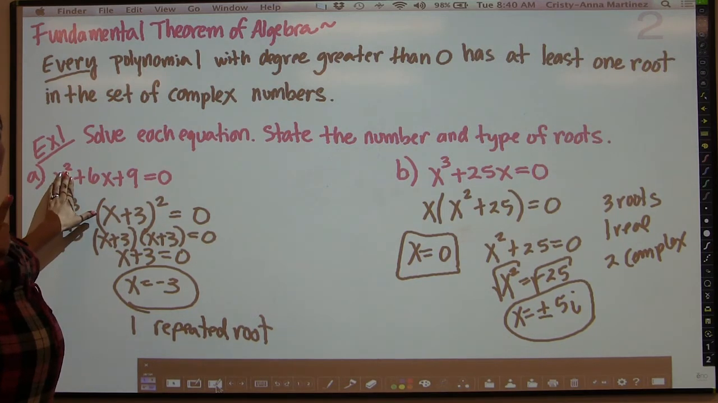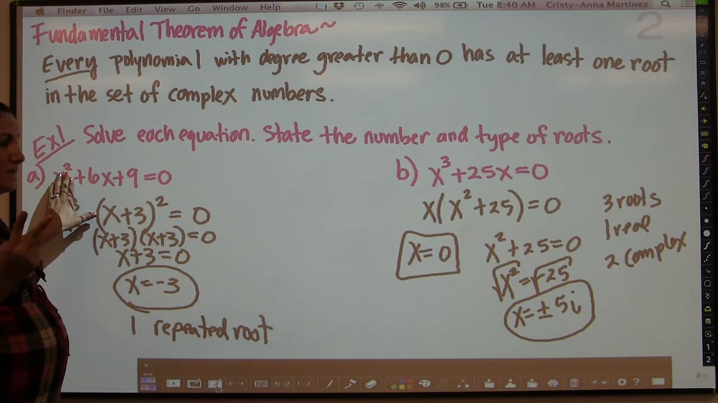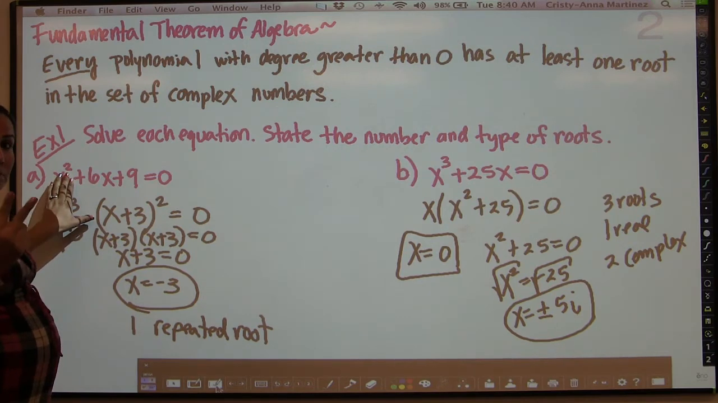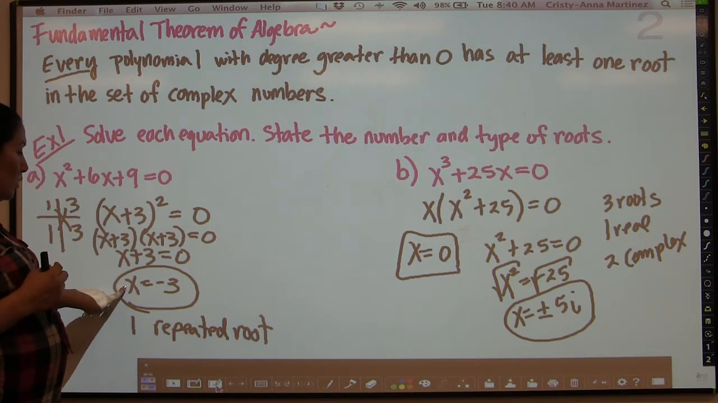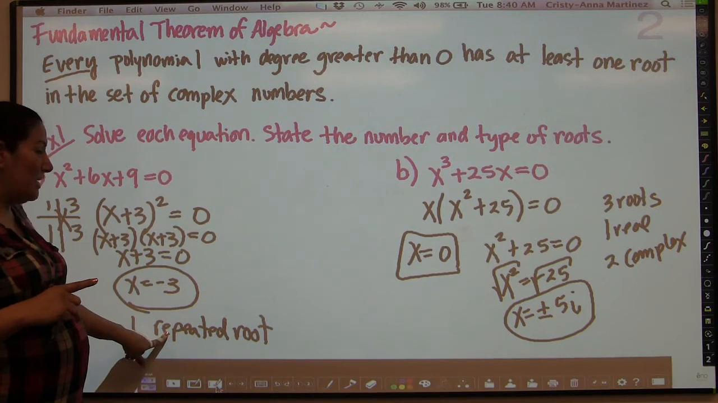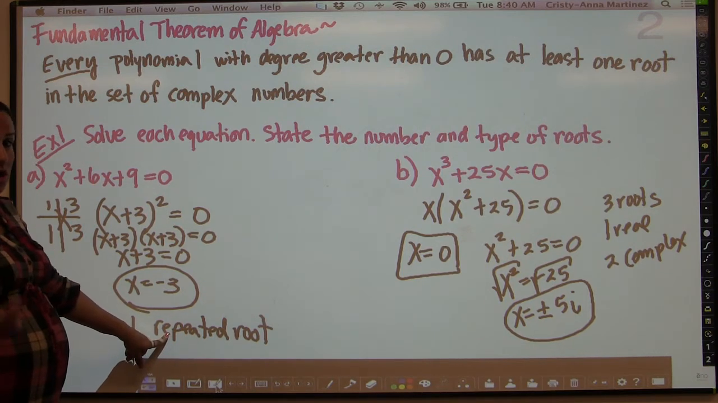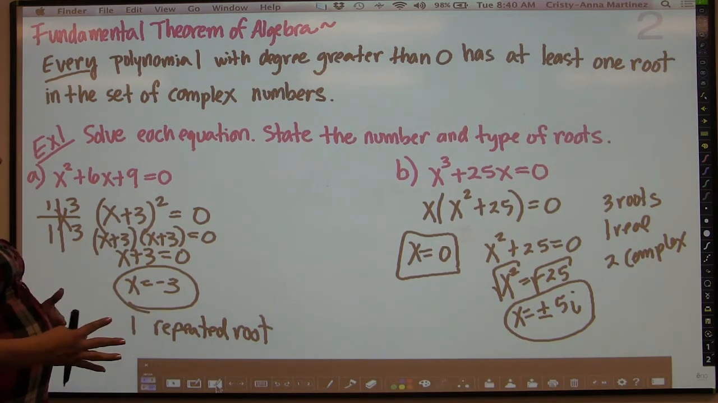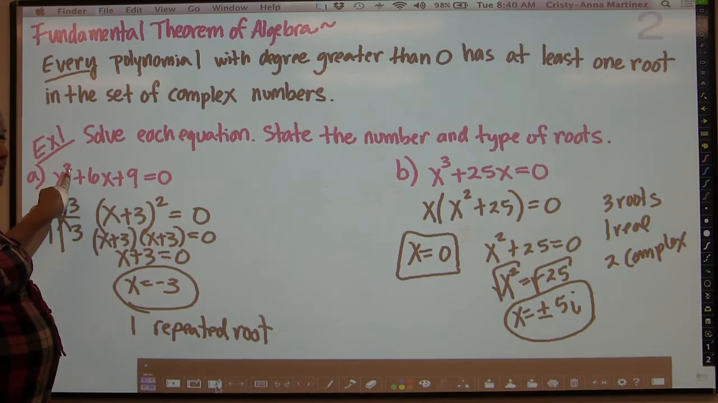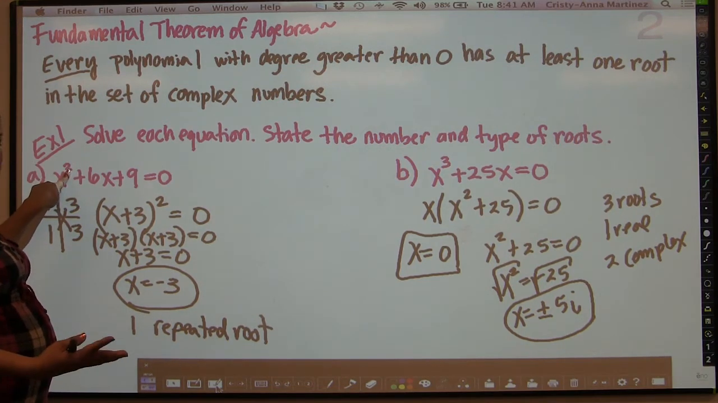Degree 2, so we should expect to have 2 roots. But that includes repeated roots. So even though in this case we only got 1 root, it was repeated. That means that it counts as 2. It's 1 root that counts as 2, so therefore x squared is n equals 2, and there's 2 roots.